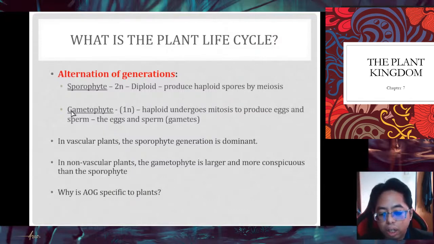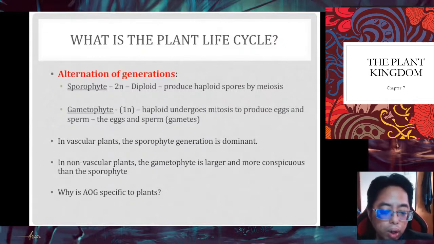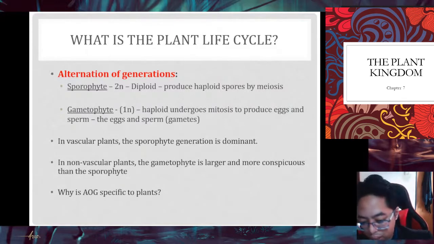So gametophyte, if you look at the name, gamete, it is the sex cells. So the gametophyte is the cells for reproduction in plants. So they have the egg, they have the sperm. In this case, the sperm in plants can be either regular sperm, or in much more advanced plants, this sperm will actually become something called pollen. Okay, so pollen is actually plant sperm, if you want to think about it.